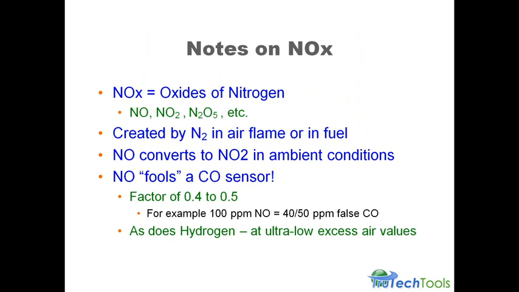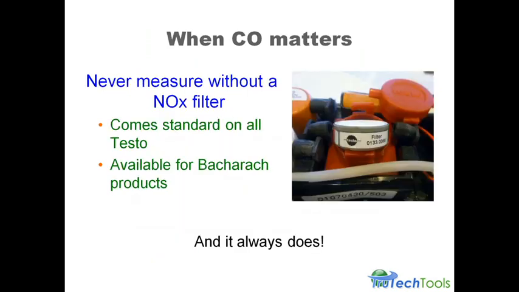Okay, so this is of particular importance to people doing BPI, energy auditing, energy testing. You need to make sure that you have a NOx filter in your measurement. And you never ever want to make a measurement without a NOx filter. Now, all the Testo meters, 327, 330, 325M, they all come standard with a NOx filter. And I have the CO cell pulled apart in that picture to show you the filter.